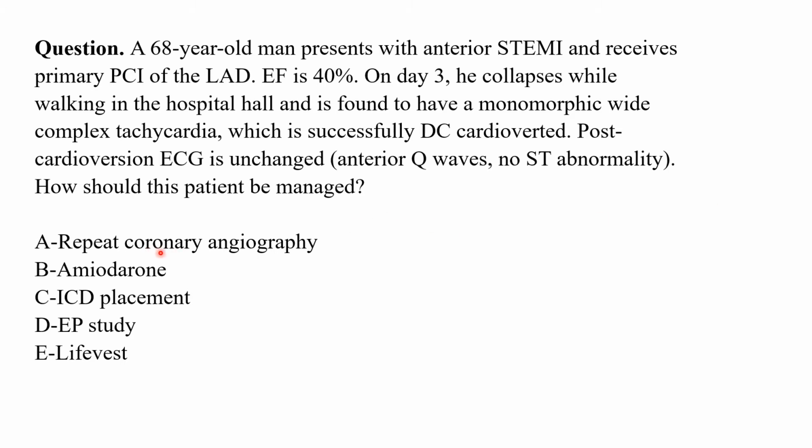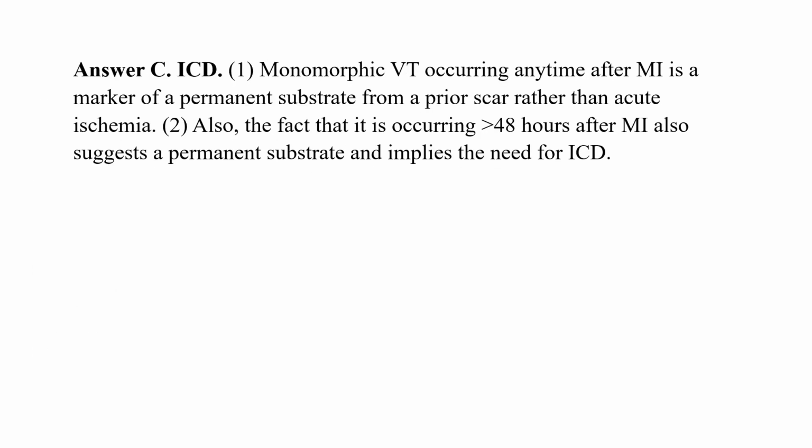A, repeat coronary angiography. B, amiodarone. C, ICD placement. D, EP study. And E, LifeVest. The answer is C, ICD placement, for the following 2 reasons. Monomorphic VT occurring anytime after MI is a marker of a permanent substrate from a prior scar rather than acute ischemia. Acute ischemia leads to polymorphic VT or VFib, not monomorphic VT.